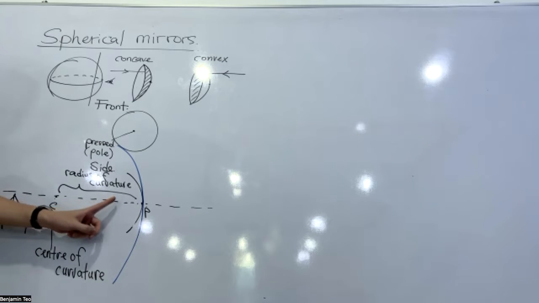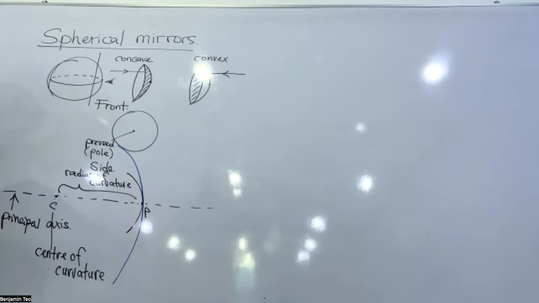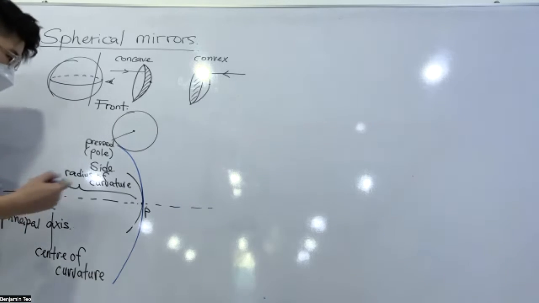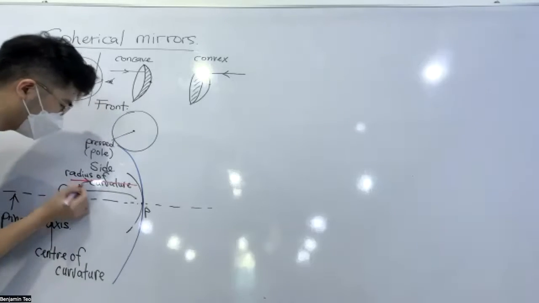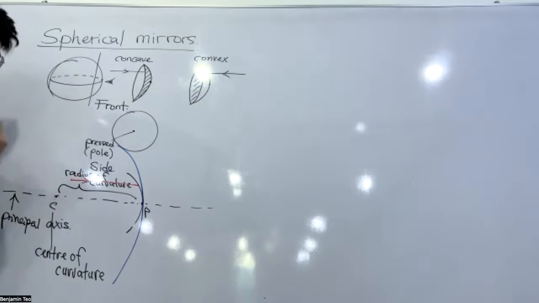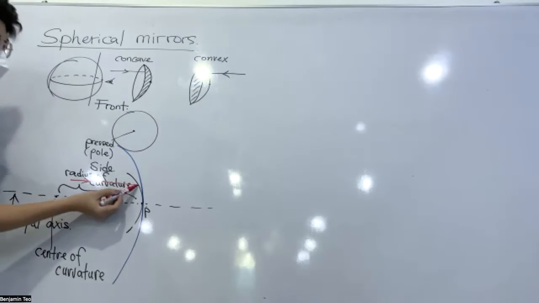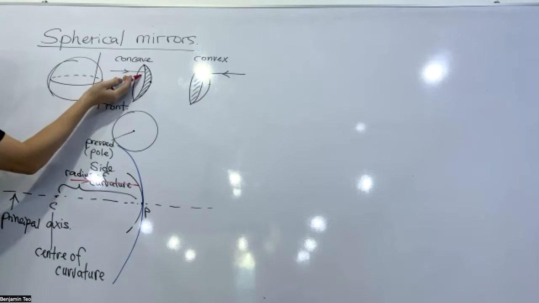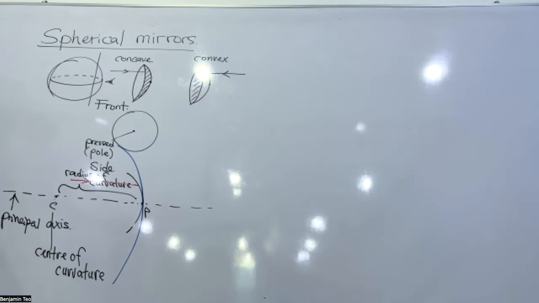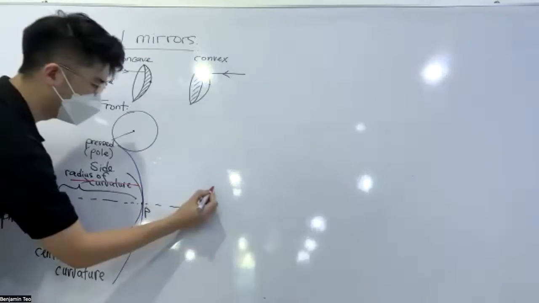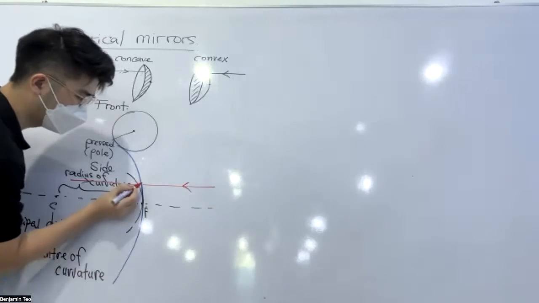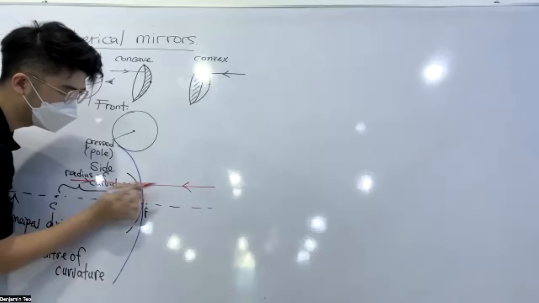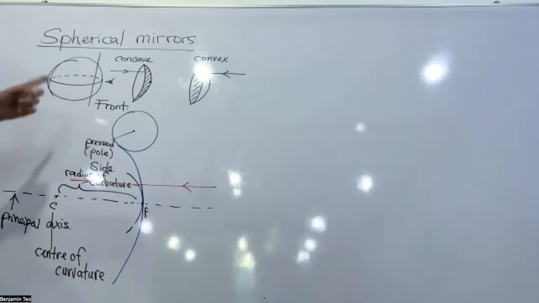Okay? Now, is this concave or convex? You have to see where your light is coming from. If your light ray comes from here and strikes the inner part of the mirror, then this will be concave, right? The reflecting surface is the inside. If your light comes from this direction and strikes the outer surface, then this would be a convex mirror.